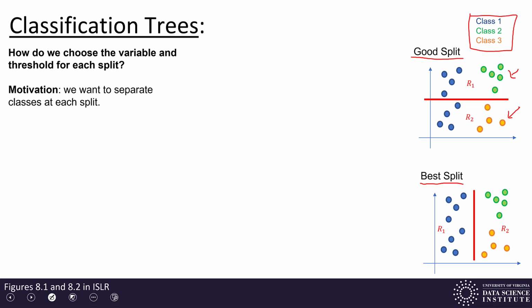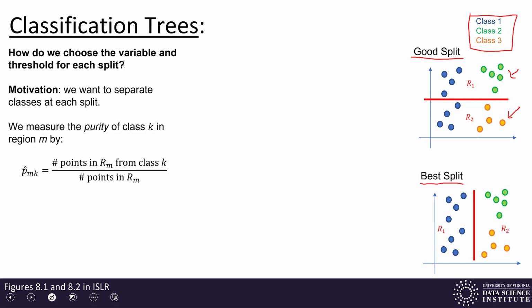And this is just cartoon data that I've built on the right. There's 3 classes, class 1, class 2, class 3: blue, green, and orange. So here's the thing we're going to compute, a metric that'll help us determine what's called the purity of the class. So this is the purity of class K in region M. So each branch is going to build a separate region, and we want to know, are those regions separating out the data in a way that keeps class purity?